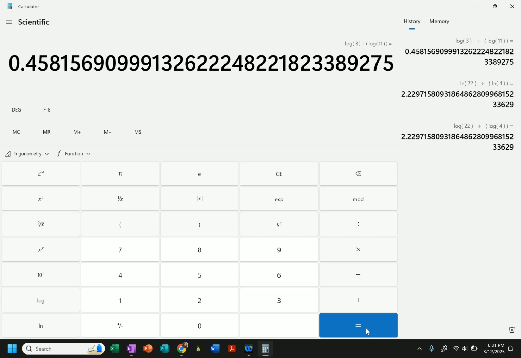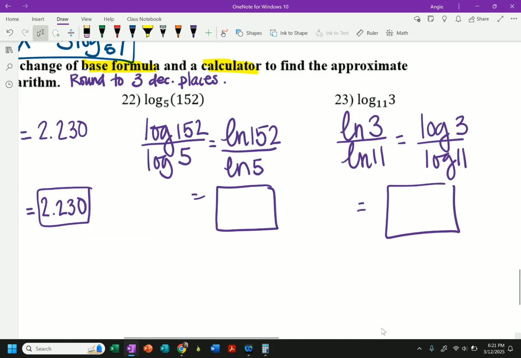So in this case, it's 0.4581. Okay, so 0.4581. If we are looking at rounding to 3 decimal places, we want to look at this 4th digit. In this case it is a 1. So our answer is going to be 0.458. Okay, so let's write that in. 0.458. Okay, all right.